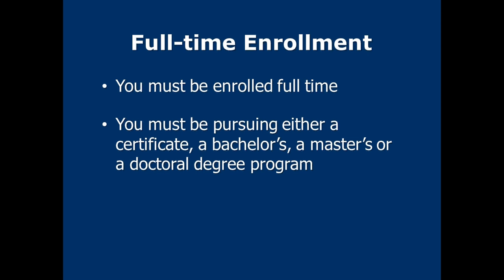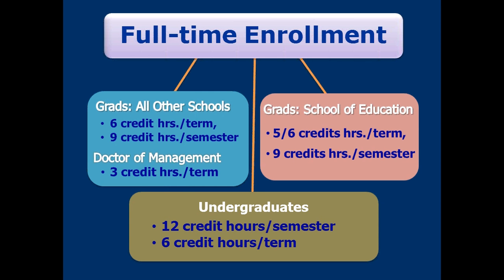Full-time enrollment. You must be enrolled full-time at all times, and you must be pursuing either a certificate, a bachelor's, a master's, or a doctoral degree. As this diagram shows, graduate students from all other schools need to be enrolled in at least 6 credit hours per term. That is 2 classes. In some cases, 9 credit hours per semester, which is 16 weeks long. A term is typically 9 weeks long.